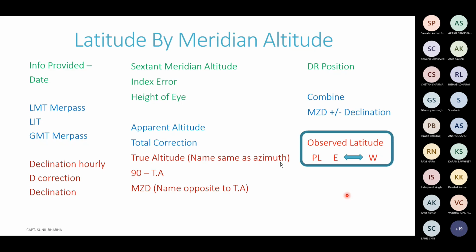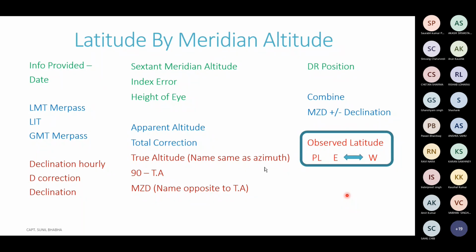Okay, I will tell you now how the azimuth is found. Once we know the azimuth, whether the azimuth is north or south, after that it is simple. Whatever is the name of the azimuth, the true altitude will be named same as that and MZD will be named opposite to that. So after that it is clear.